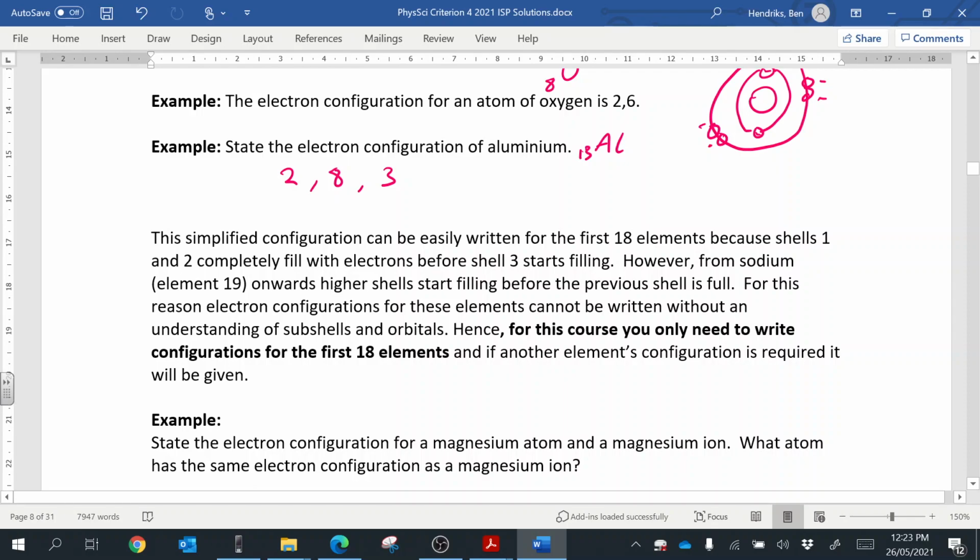However, from potassium, element 19 onwards, the higher shells start filling before the previous shell is full. For this reason, electron configurations for these elements cannot be written without an understanding of subshells and orbitals, and therefore, for this course, you only need to write configurations for the first 18 elements. That's nice, isn't it? And if another element's configuration is required, it will be given.